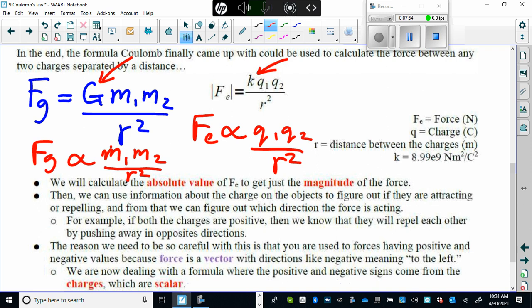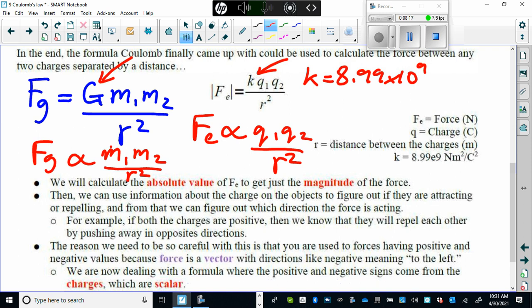It turns out to be, let me check my formula sheet. I want to make sure I get this right. As written on your formula sheet, K turns out to be 8.99 times 10 to the exponent positive 9. And the units, you could probably deduce what the units are.